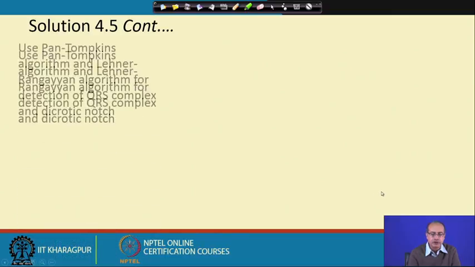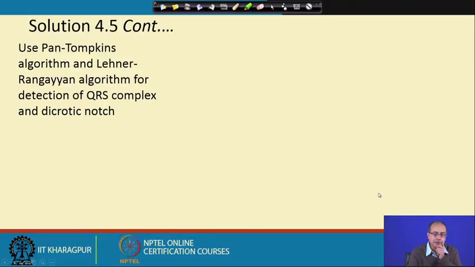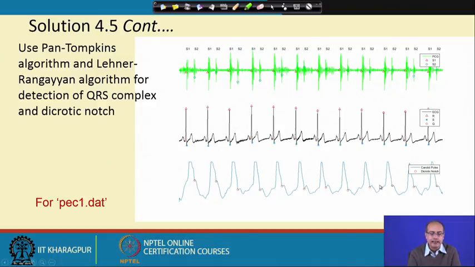Now, let us proceed. We first go for the Pan-Tompkins algorithm and the Lehner-Rangayan algorithm for detection of the QRS complex and dicrotic notch. Now, why are we doing that? We know that the beat location varies from cycle to cycle. So, the locations of S1 and S2, these two sounds of the PCG, will also vary. So, first we have to find out those locations, and for that we need the location in the ECG signal, for which we need the Pan-Tompkins algorithm. The Lehner and Rangayan algorithm will help us get the dicrotic notch, and from there we can get the location of S2. We have already discussed these points in the previous assignments.